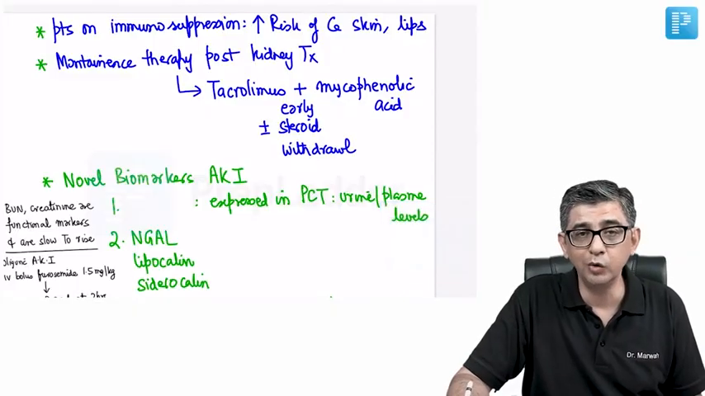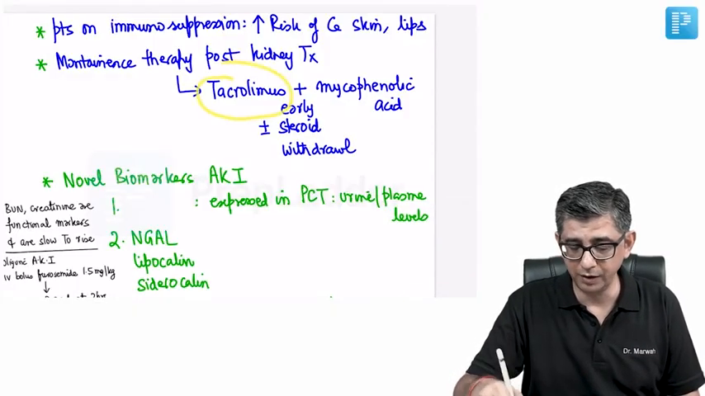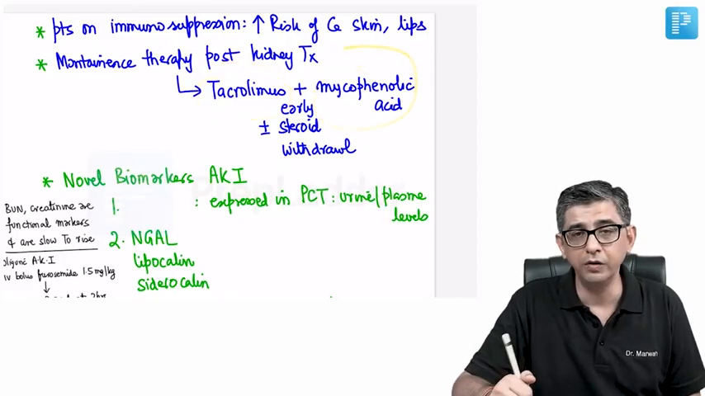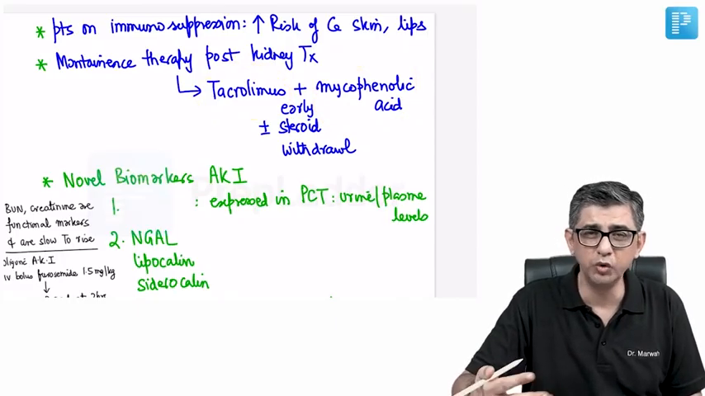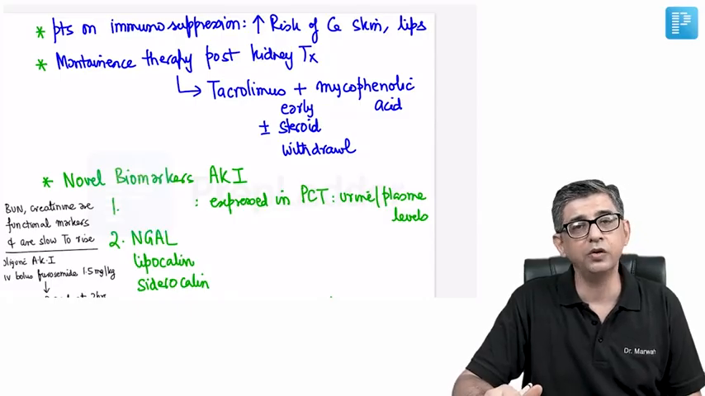And what are the drugs that we use? Then there are two which are used usually. One of them is tacrolimus and the second is mycophenolate. Along with this, steroids are also given, and we usually aim for an early steroid withdrawal to minimize the toxicity.